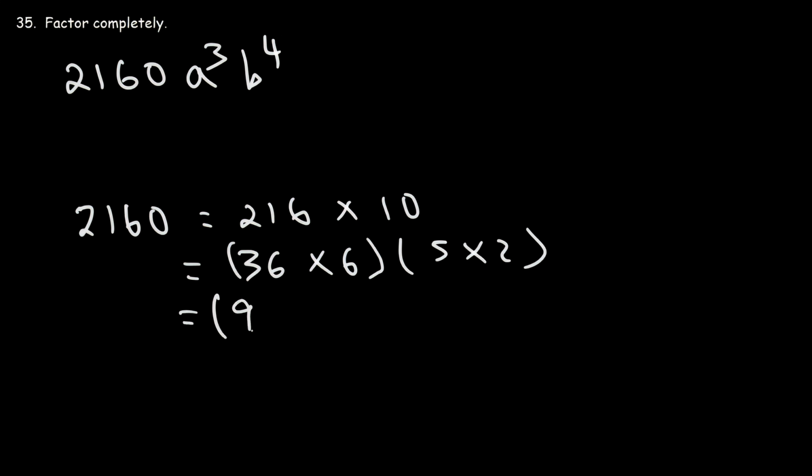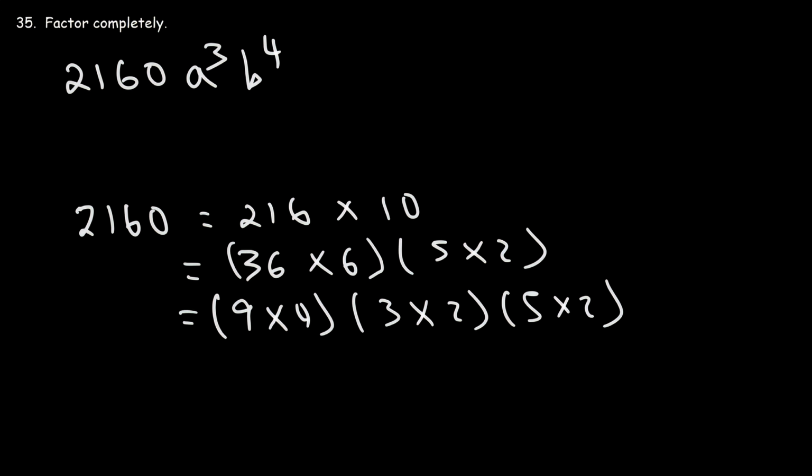Now 36 is 9 times 4. And 6 is 3 times 2. So we want to break these numbers into prime numbers. So 3, 2, 5, those are prime numbers. 9 is a composite number because we can break that into 3 and 3. 4 is also a composite number.